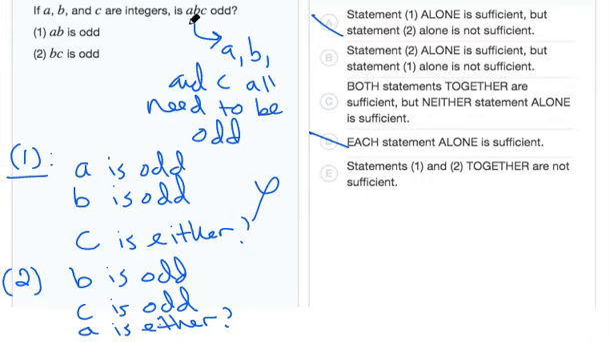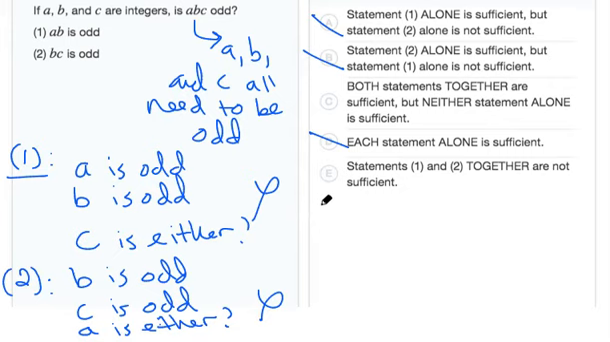And again, we don't know what A is. So if A is even, the product is even. If A is odd, then the product is odd. So it's really dependent here. So statement 2 alone is not sufficient. And we can actually rule out answer choice B. So we're still left with C or E for our answer choices. And that's where we need to consider both statements together.